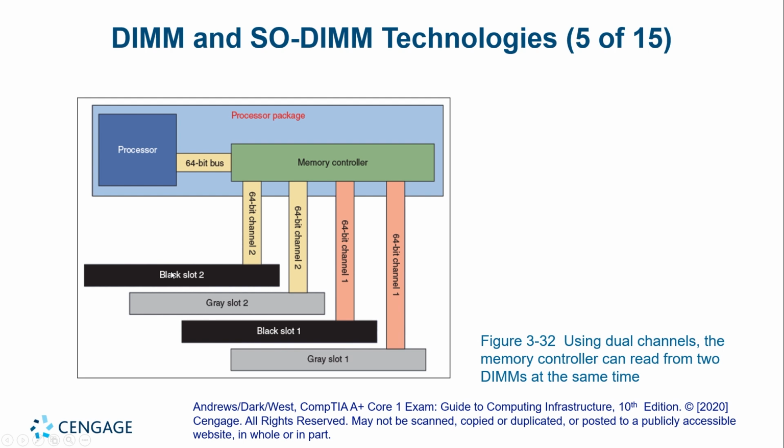So you've got 2 slots for RAM, and they go through this 64-bit channel. That's channel number 2, and then you've got 2 more slots here, and this is channel number 1. And all of the channels are 64-bit.